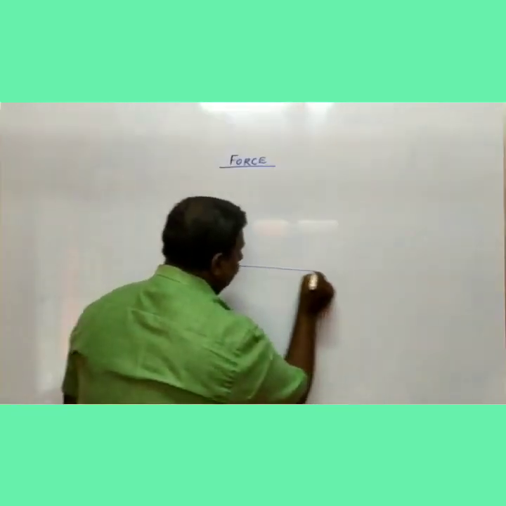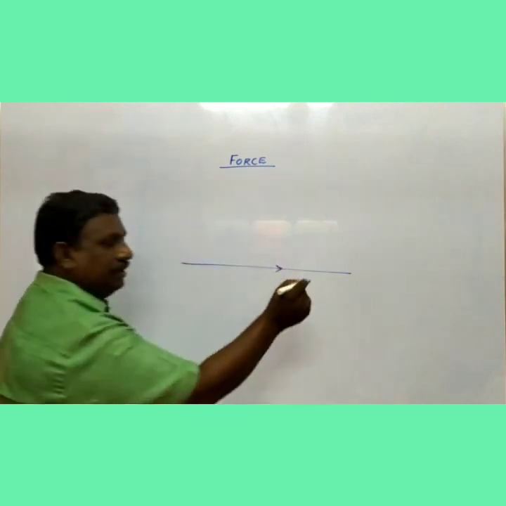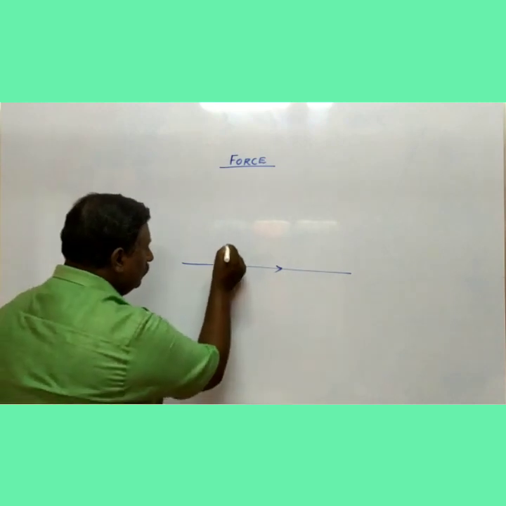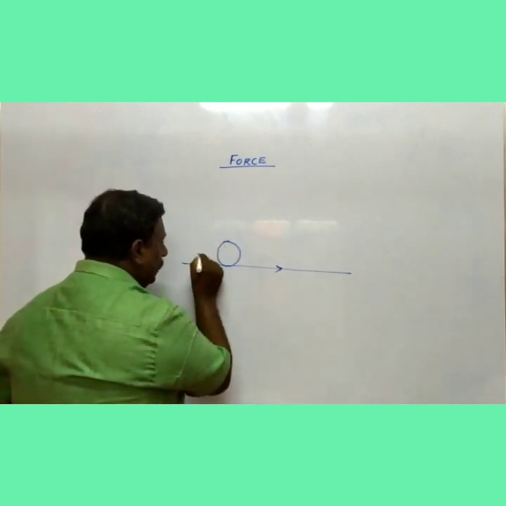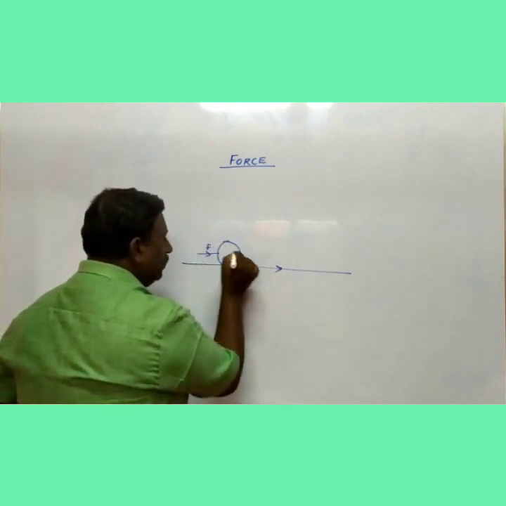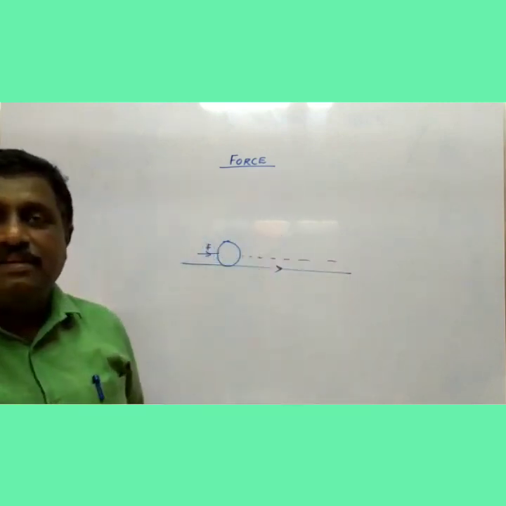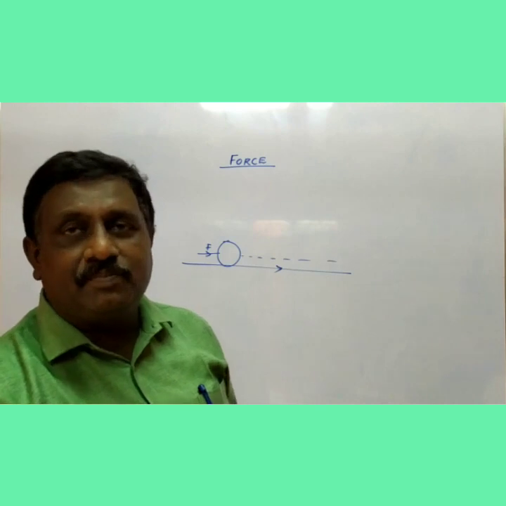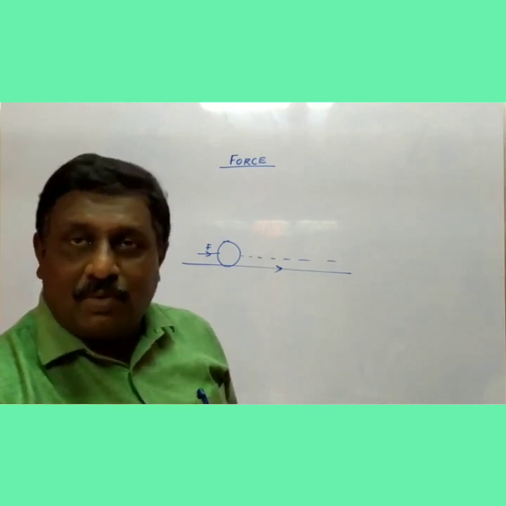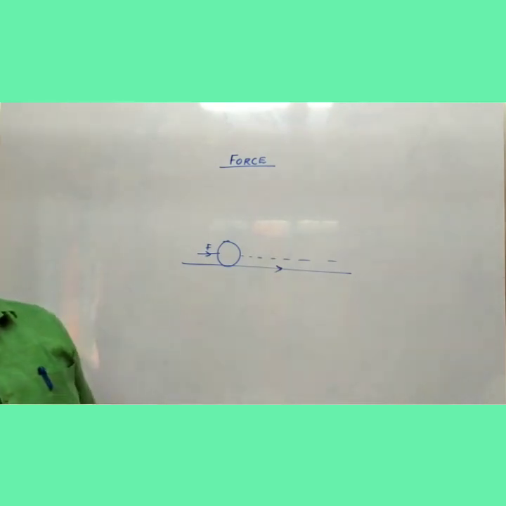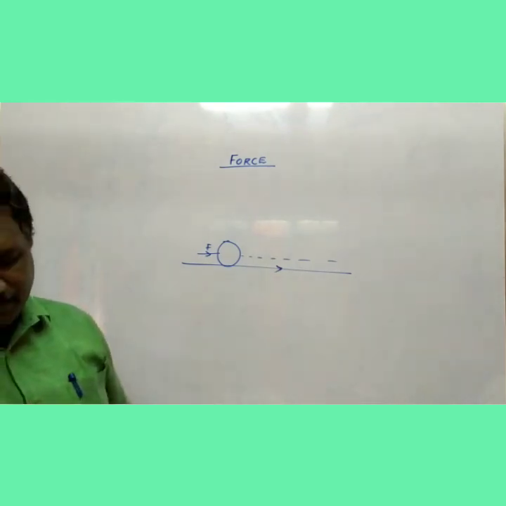A body is moving in a straight line. Then we can say that we are applying a force on a body, that the body moves in a straight line. Then we can say that that's a linear motion or translational motion. Okay?